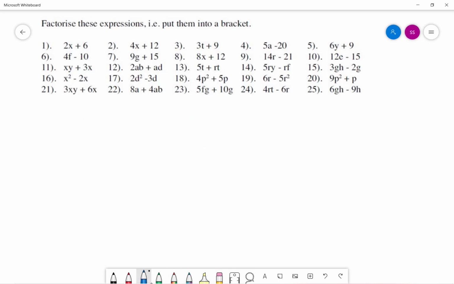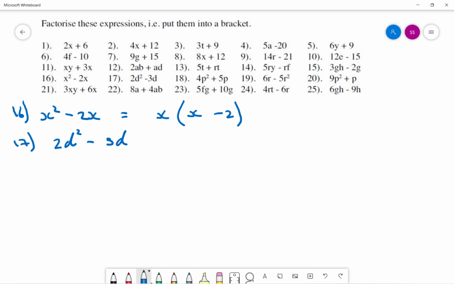So here we go for number 16. x squared minus 2x. Our common factor here between both of those two terms is going to be x. x squared divided by x leaves just x. Minus 2x divided by x leaves minus 2. For number 17, 2d squared minus 3d. Our common factor here is going to be d. 2d squared divided by d will leave 2d, and minus 3d divided by d will leave minus 3.